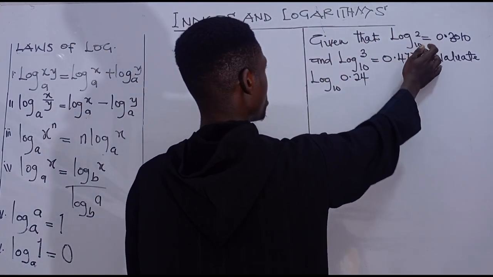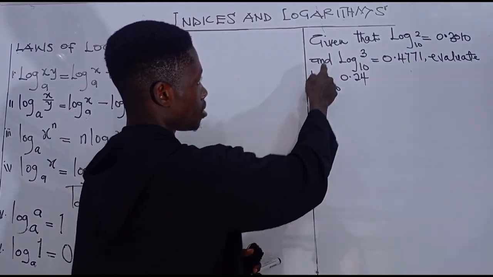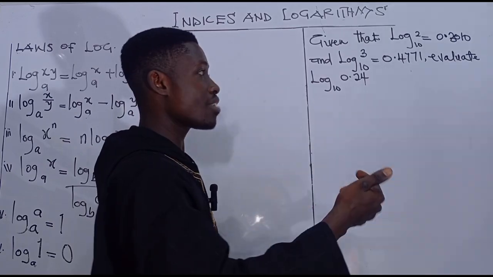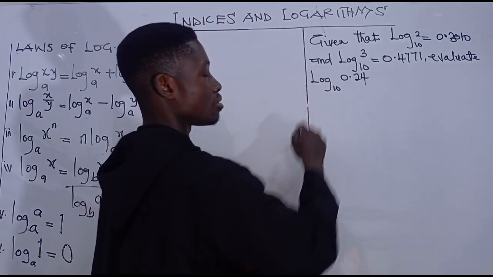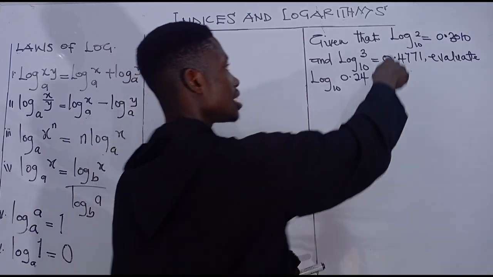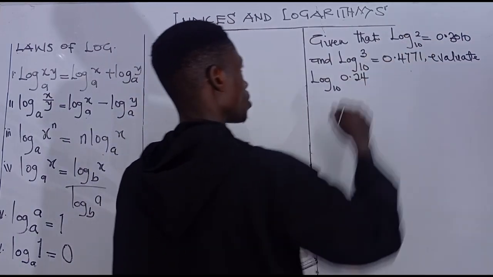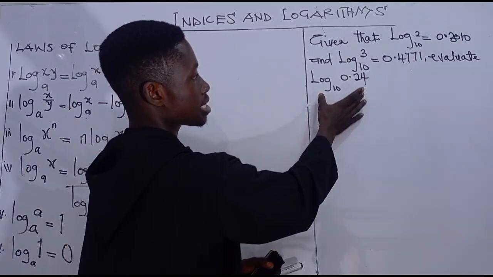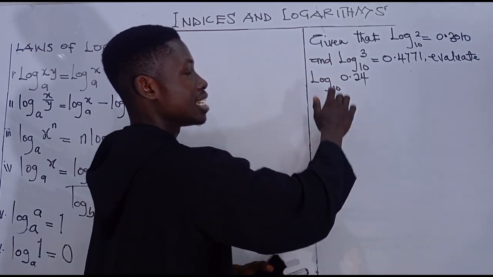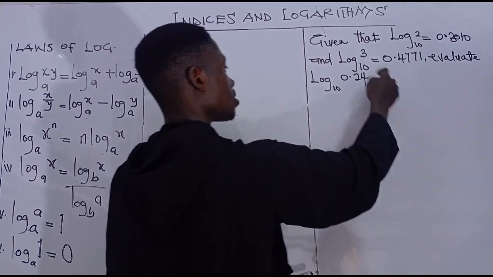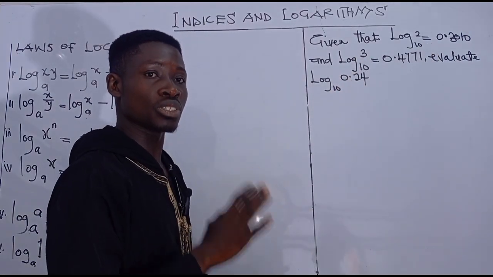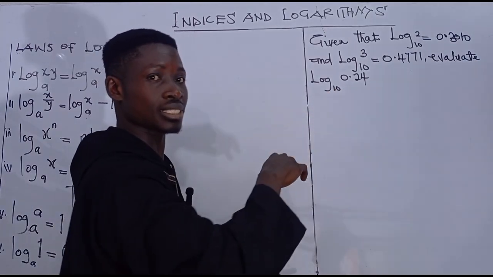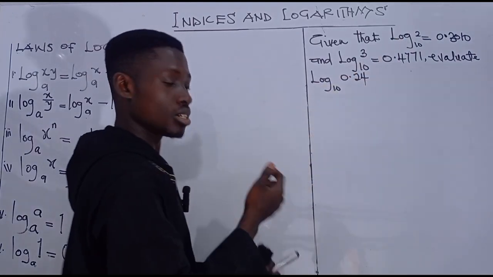Given that log of 2 to the base of 10, this is the estimated number, and then log of 3 to the base of 10, the estimated number is 0.4771. We want to evaluate log of 0.24 to the base of 10 using these two estimation numbers given to these logarithms. Before we can solve questions of this nature, we need to express log of 0.24 to the base of 10 in either log of 2 to the base of 10 or log of 3 to the base of 10 so that we can do the substitution for that. So we have to express log of 0.24 to the base of 10 in either this or that. So let's continue.